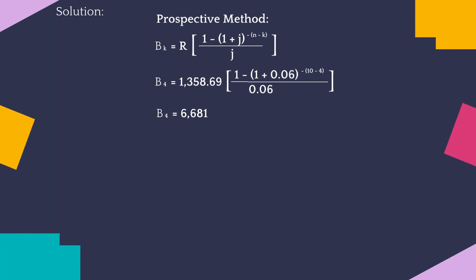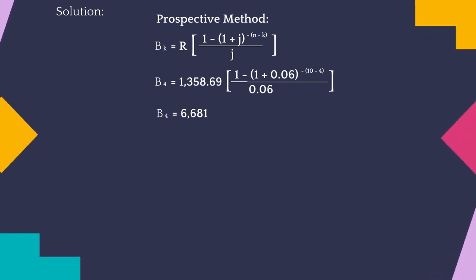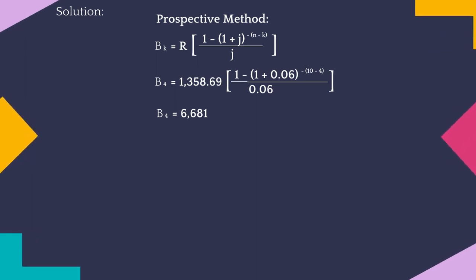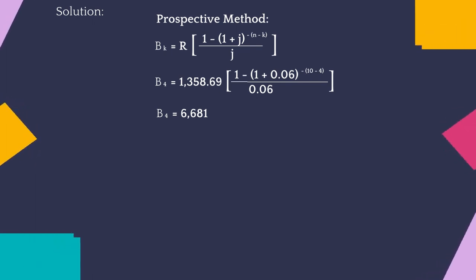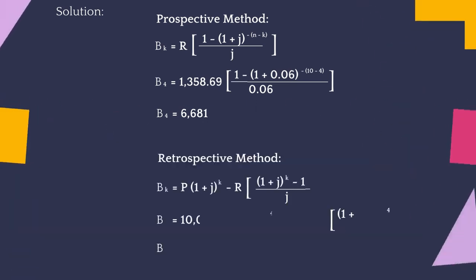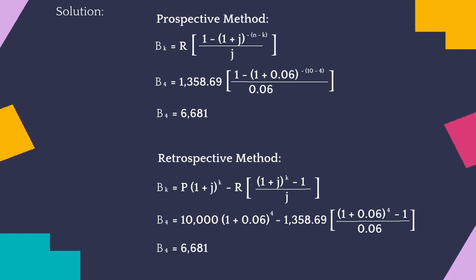Bk equals R times 1 minus (1 plus J) to the power of negative (N minus K), all over J, where R is 1,358.69, J is 0.06, N is 10, and K is 4. And lastly, let us calculate all the values. So B4 equals $6,681.12. Therefore, the amount of the loan left right after the fourth loan payment is $6,681.12. And let us solve also the problem using the retrospective method.